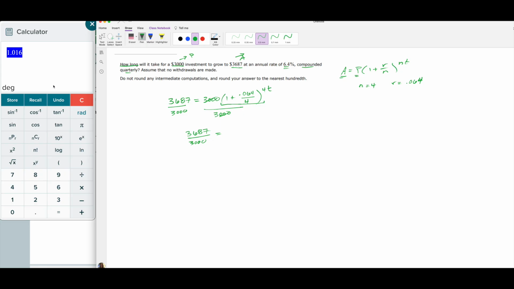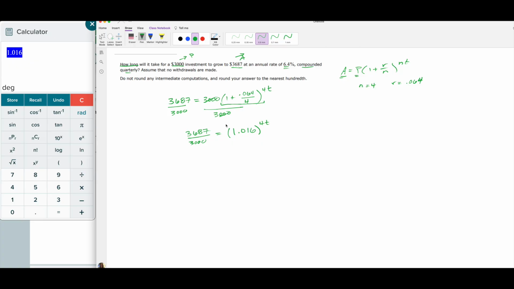Okay, I wanted to have the calculator open so you could see how to use it. So that's why I keep flipping back and forth. Okay, so that is, what did we say? 1.016. So 1.016 to the 4 times t. Okay. So again, my goal is to get t by itself.